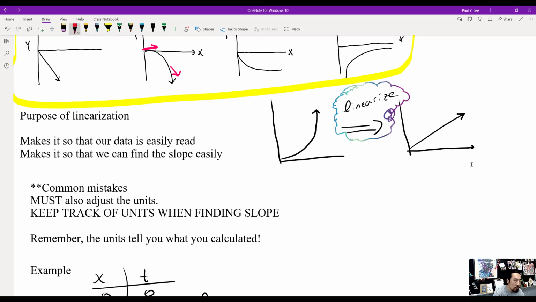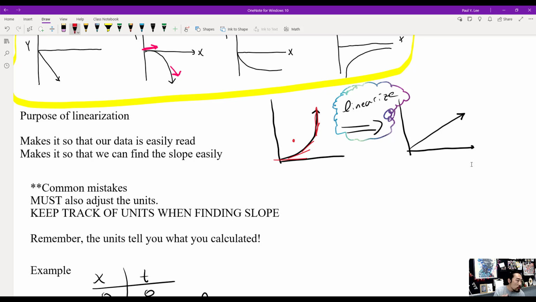Okay. Now, for something that's curved like we see here, the slope is constantly changing. Here the slope is flat, and then the slope is getting steeper, steeper, steeper, and then very steep towards the end. We can't say what the slope is.